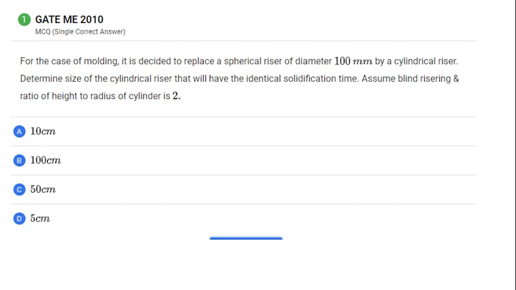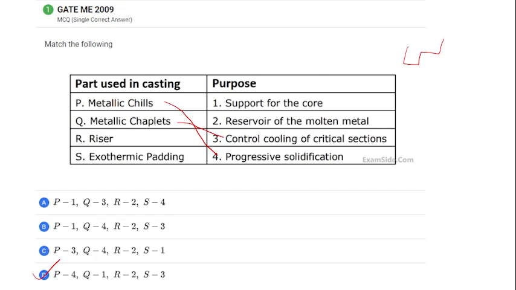Okay, now this is again one numerical. Solve this question. Madam, exothermic padding was for? Exothermic padding is to support. Okay, padding is for controlling the cooling of critical sections. Ma'am, here in option D, we have Q matches with 1, but you are saying Q matches with 3. Yeah, I made a mistake. Sorry.